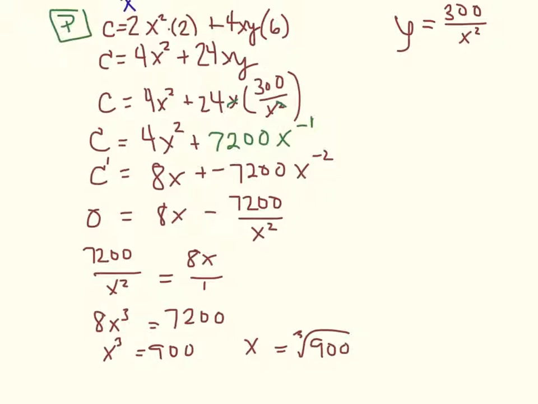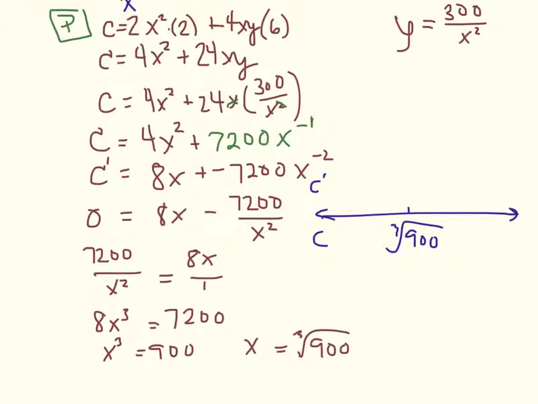Okay, so once I have that x value, I need to prove that it is in fact a minimum, that it will in fact produce a minimum, because remember we wanted to minimize the cost here. Okay, so I set up my sign chart and I have C prime and C. I'm going to put the cubed root of 900.